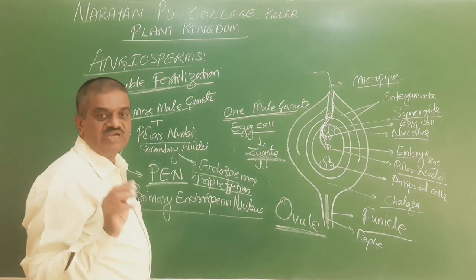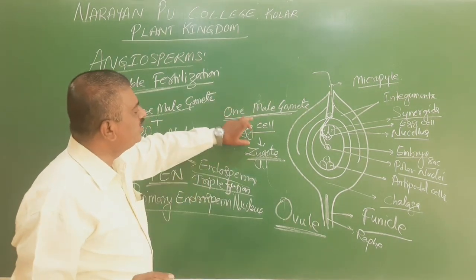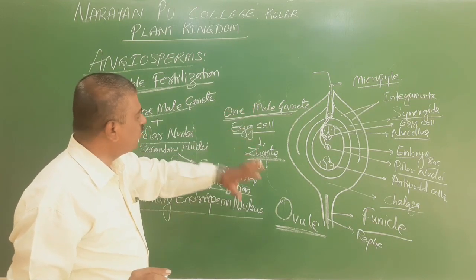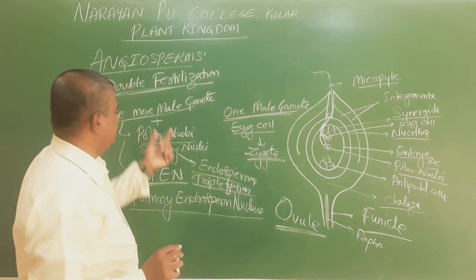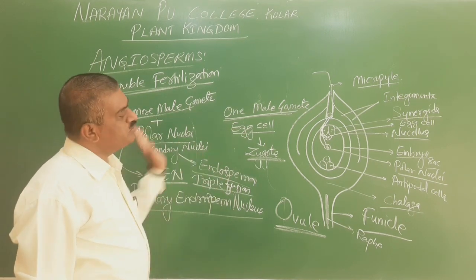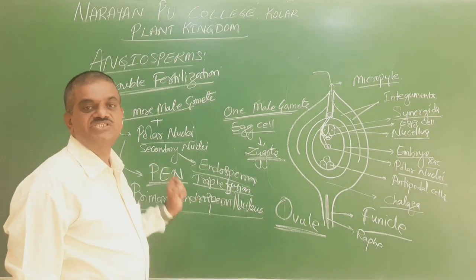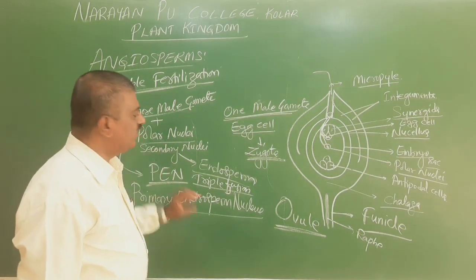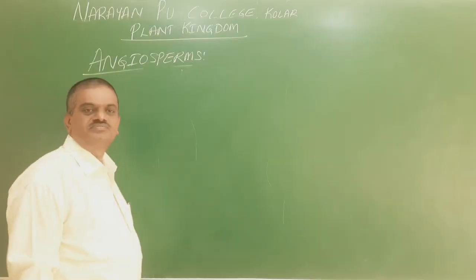One zygote here and one more here, hence it is called double fertilization. Two times fertilization takes place. One is the male gamete with the egg cell, and one more male gamete with the polar nuclei to form the endosperm. Two times fertilization takes place, hence it is called double fertilization.